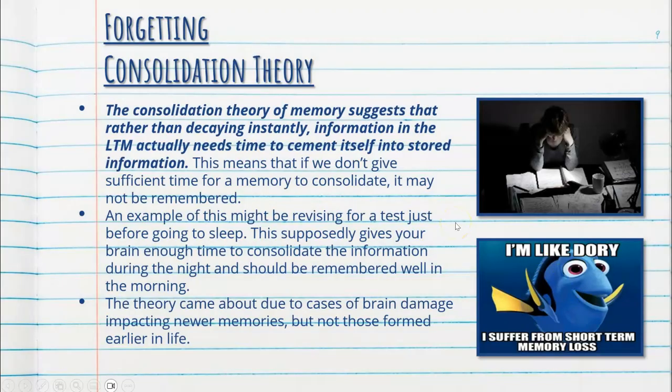Then we have consolidation theory. This suggests that rather than decaying instantly, information in the long-term memory actually needs time to cement itself into stored information. This means that if we don't give sufficient time for a memory to consolidate, it won't be remembered. For example, this might involve you revising for a test just before going to sleep. This supposedly gives your brain enough time to consolidate the information during the night, and it should be remembered well in the morning. The theory came about due to cases of brain damage impacting newer memories, but not those formed earlier in life.